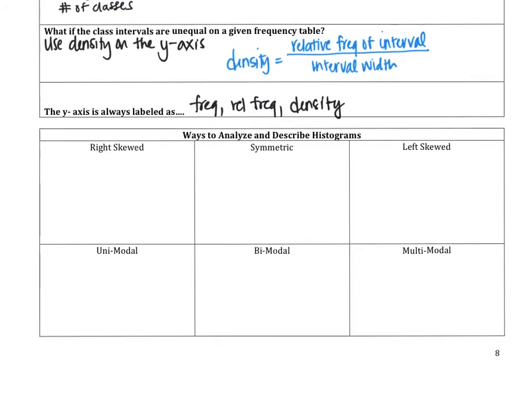All right, ways to analyze and describe histograms. It's really important that when we draw histograms, the reason we're drawing them is so that we can make sense of our data. And most of the time it's a very large data set being used by a histogram. So we want to make sure that we have accurate information that lets us describe a bunch of data. So we have 3 options. We can have a graph that is skewed to the right, a symmetric graph, or a graph that's skewed left.